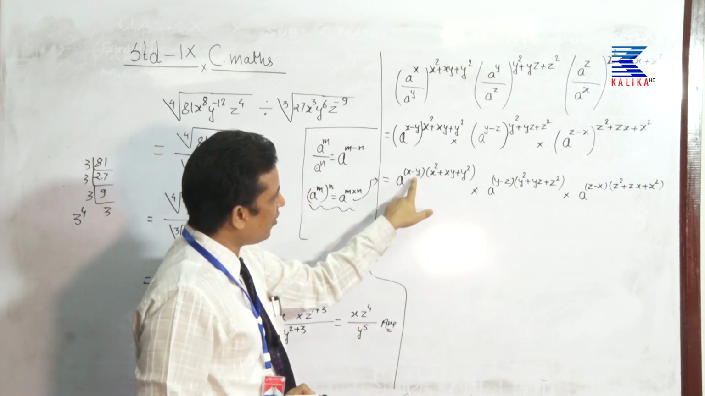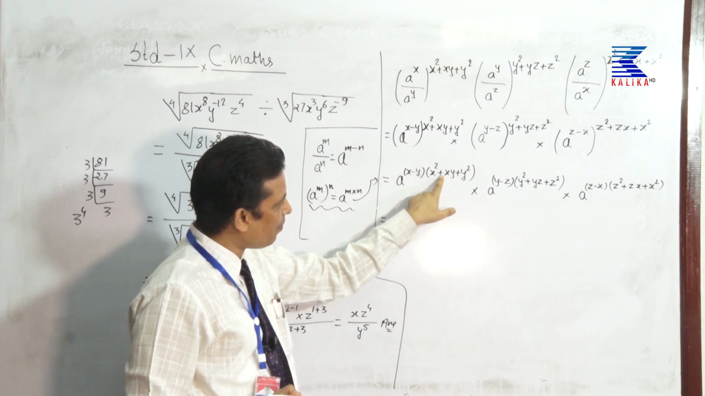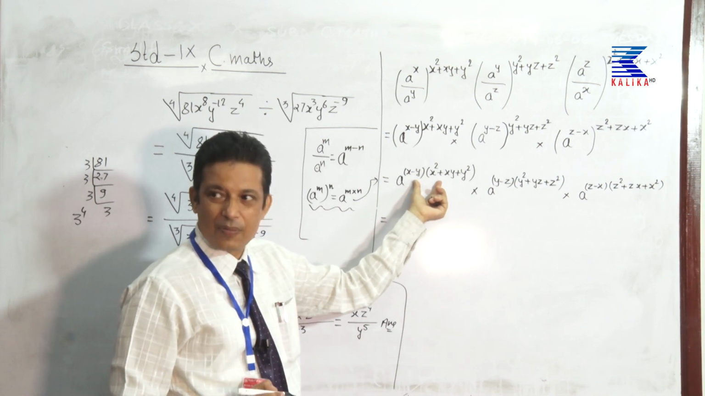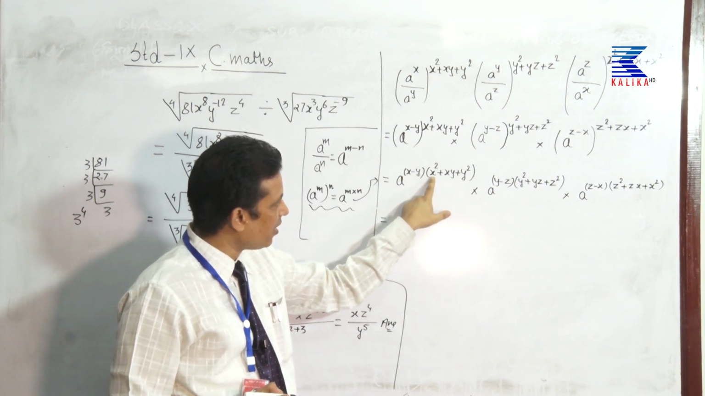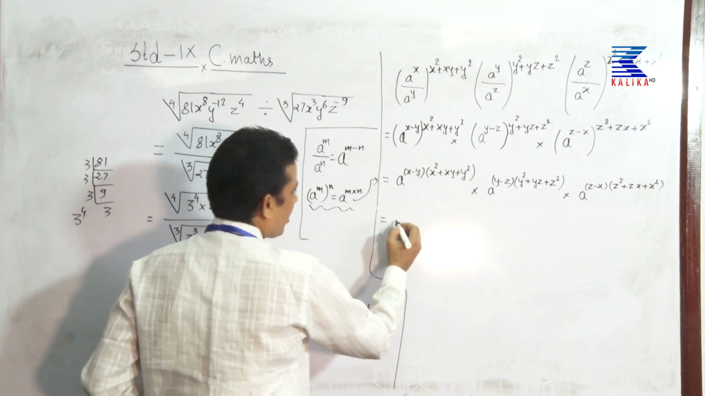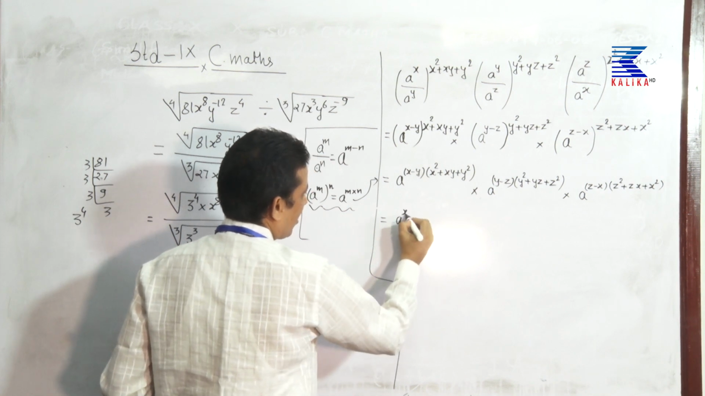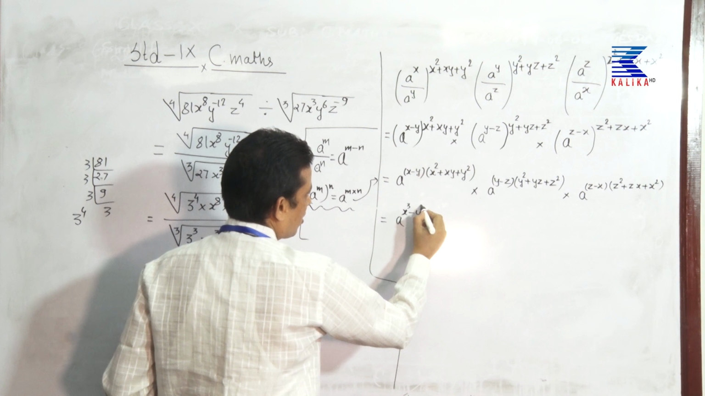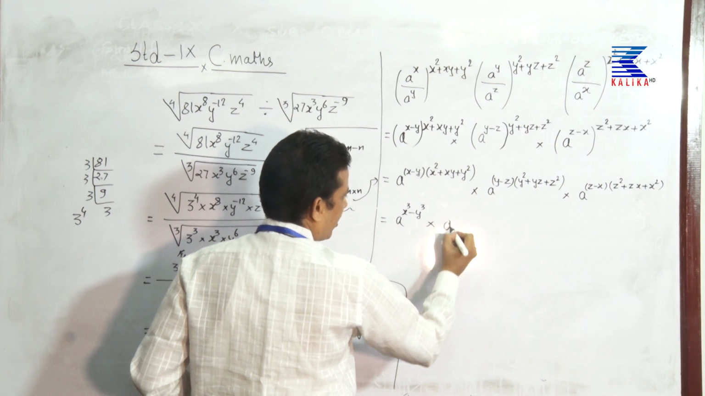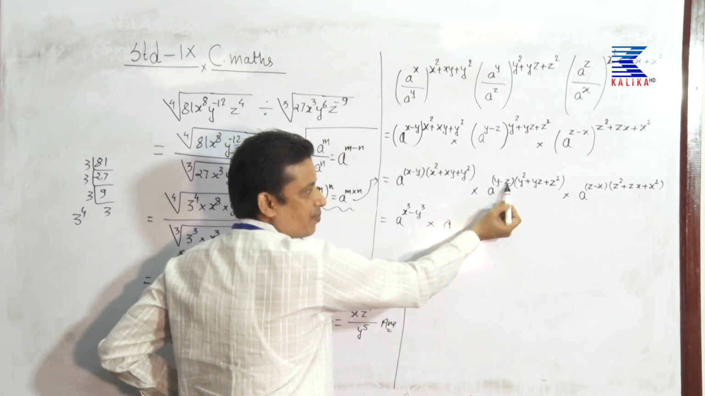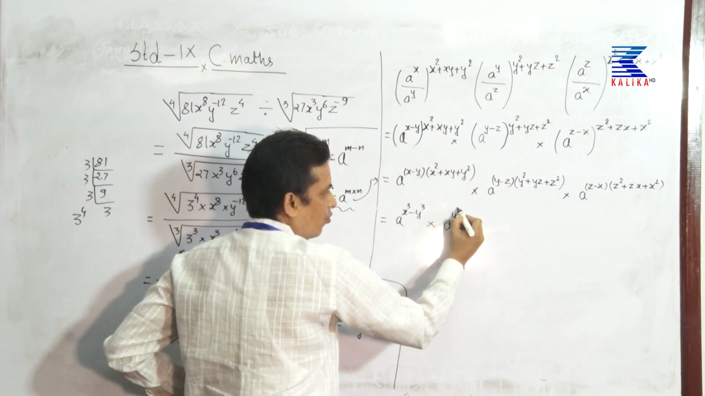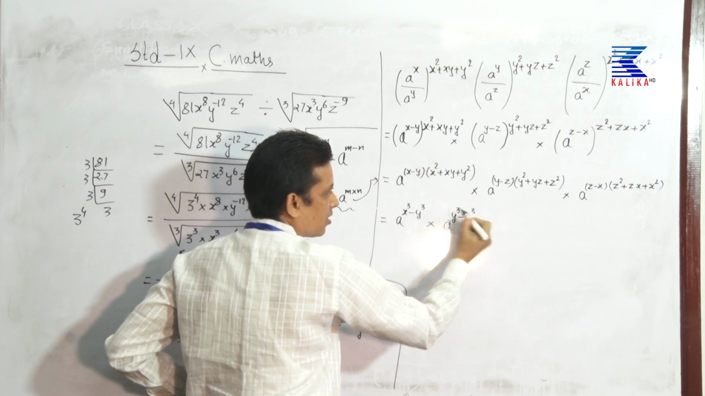there are a minus b, a square plus ab plus b square type expressions you can see. This is in the form of a minus b, a square plus ab plus b square. So we can write it in cube form like x cube minus y cube. Similarly, this one again, a minus b, a square plus ab plus b square. So it is y cube minus z cube.